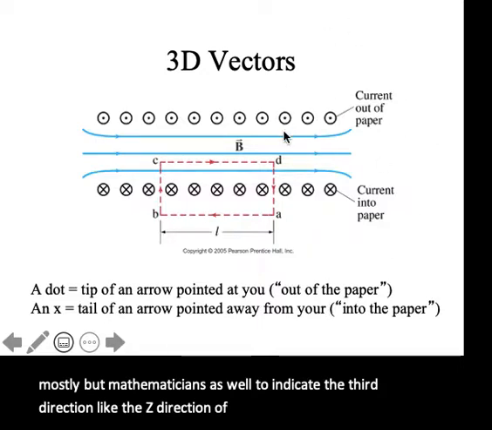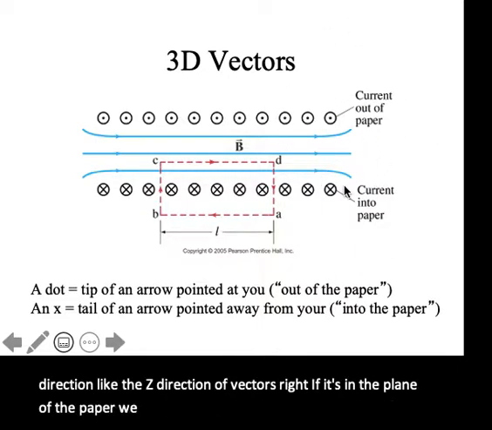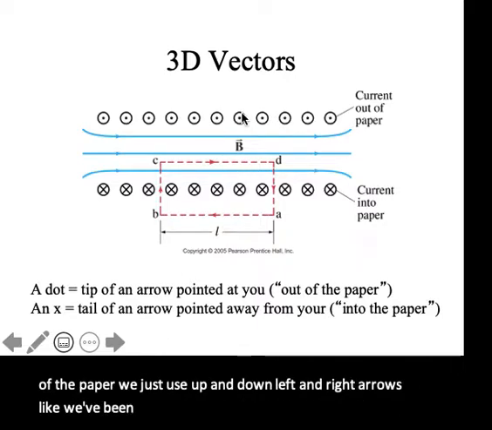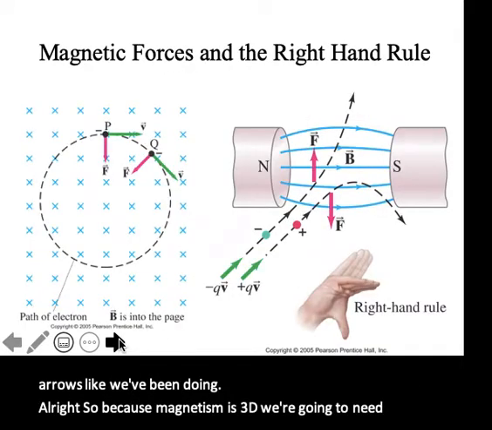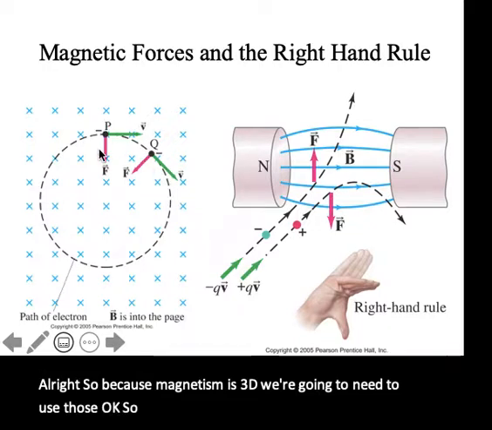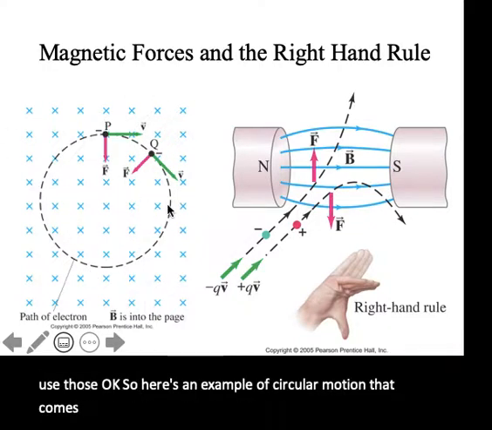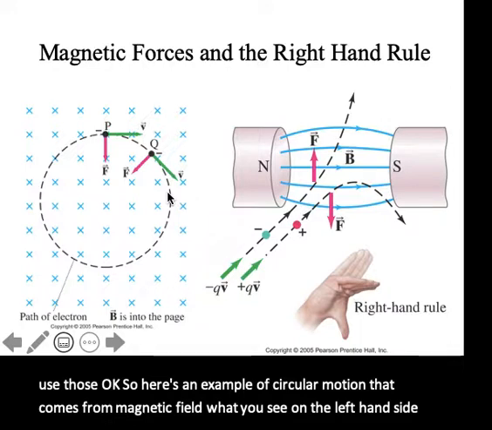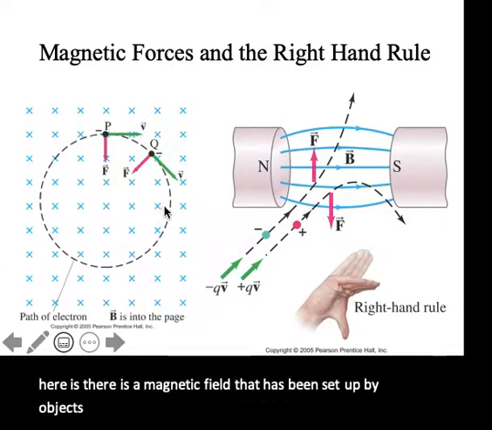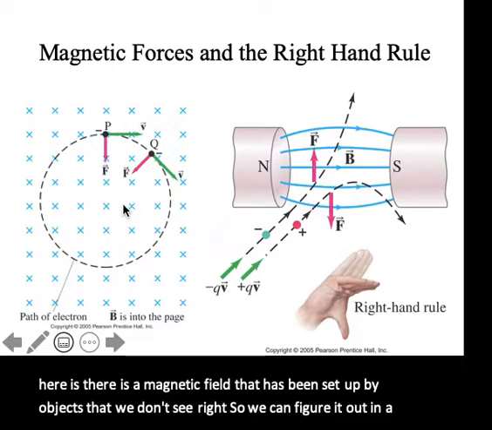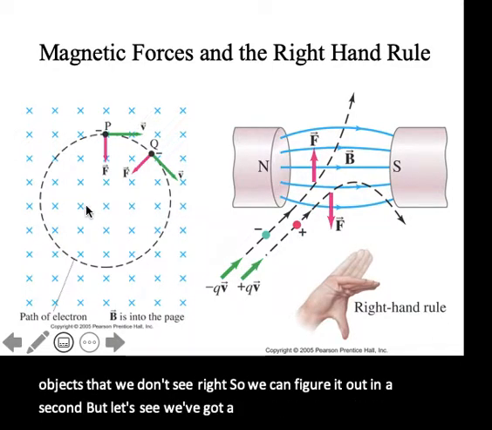If it's in the plane of the paper, we just use up and down and left and right arrows like we've been doing. All right, so because magnetism is 3D, we're going to need to use those. So here's an example of circular motion that comes from a magnetic field. What you see on the left-hand side here is there's a magnetic field that has been set up by objects that we don't see. We can figure it out in a second, but let's see, we've got a field of blue X's.